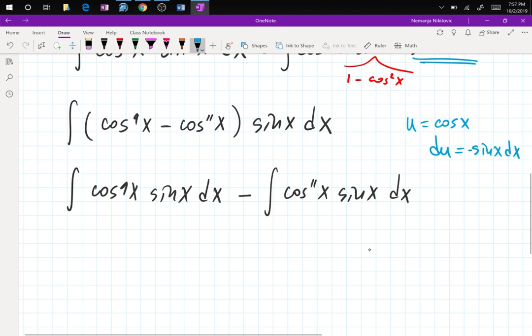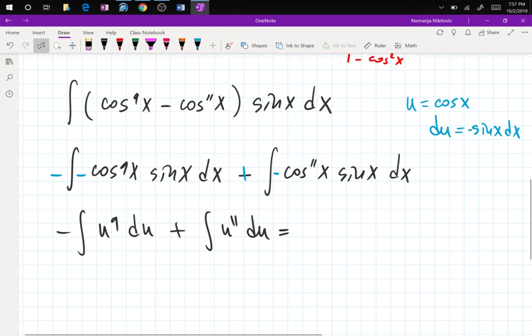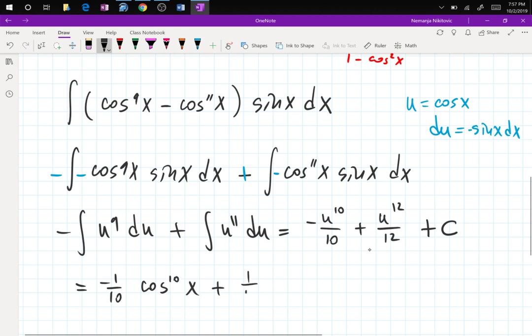So we have to put in these minus signs everywhere, and that will give us negative integral u to the 9 du plus the integral of u to the 11 du, and then you integrate: negative u to the 10 over 10 plus u to the 12 over 12 plus c, and then we have negative 1 over 10 cosine to the 10x plus 1 over 12 cosine to the 12x plus c.